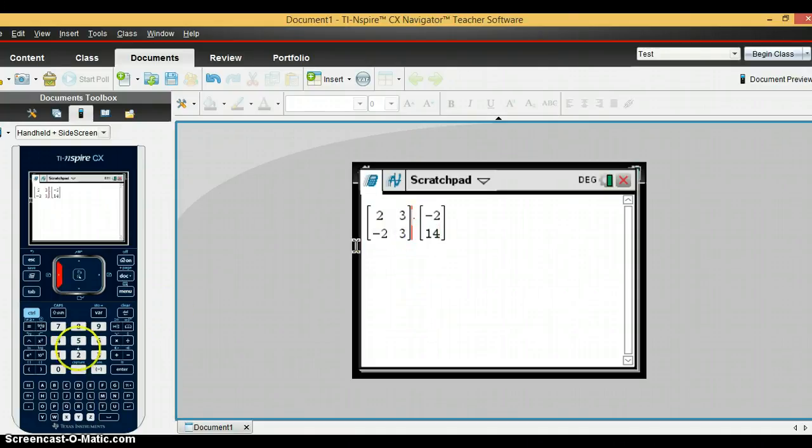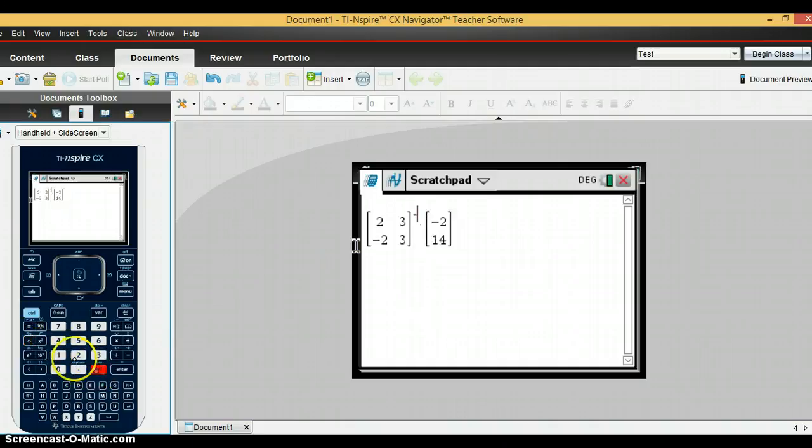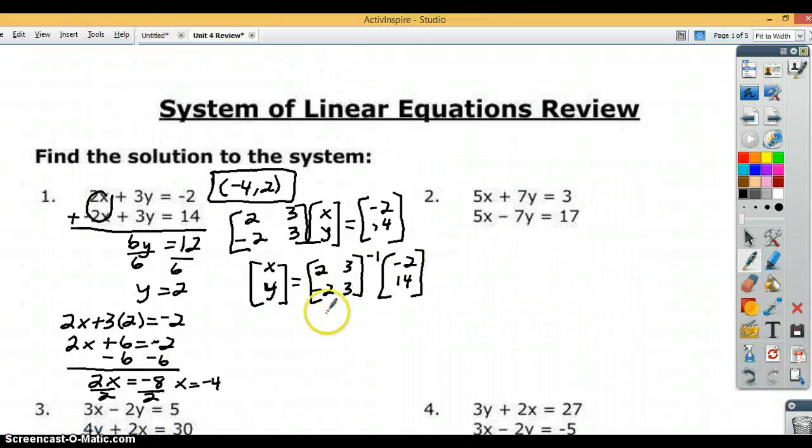Oh wait, I forgot something, didn't I? We have to raise this to the negative 1. Don't forget that. So when we do that, it's the inverse of this one, so it has to be raised to the negative 1, times this one, and we get negative 4 as our x, and 2 as our y. So we get that x, y is equal to negative 4, 2. And what do we have here? X was negative 4, y was 2. Same answer.